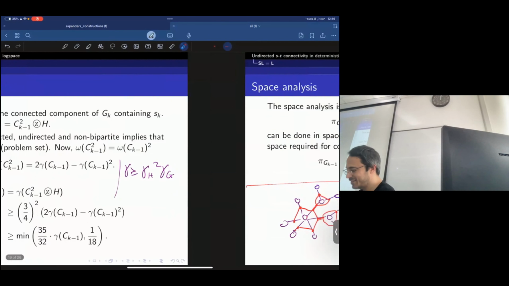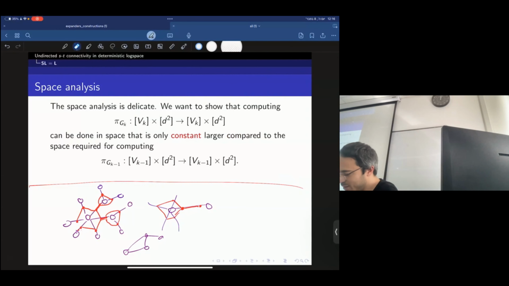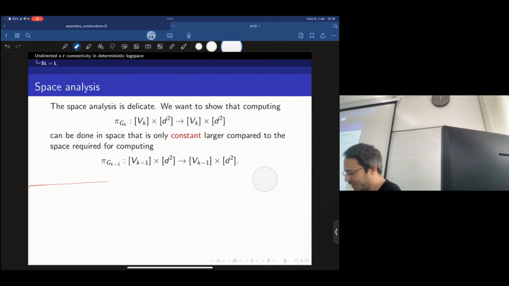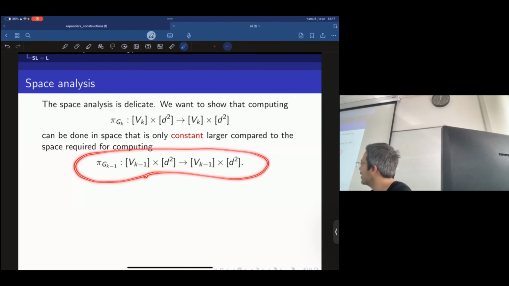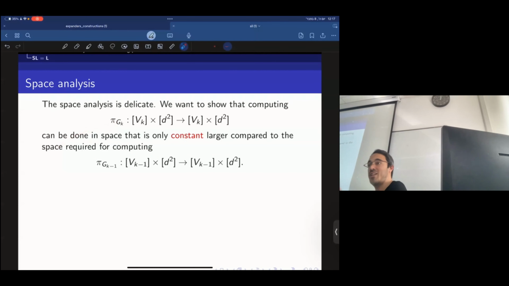Good. So that's not the interesting part. The interesting part is the space complexity, because it's the same as what we did when we constructed the zigzag graph. Okay, so let's spell out what we want. What we want is to ask what's the space complexity of computing this function, namely the edge rotation map of GK. What's the overhead in space, given that you compute that? How much more space do you need on top of the space required to compute the edge rotation of GK minus 1 if you want to compute the edge rotation of GK?